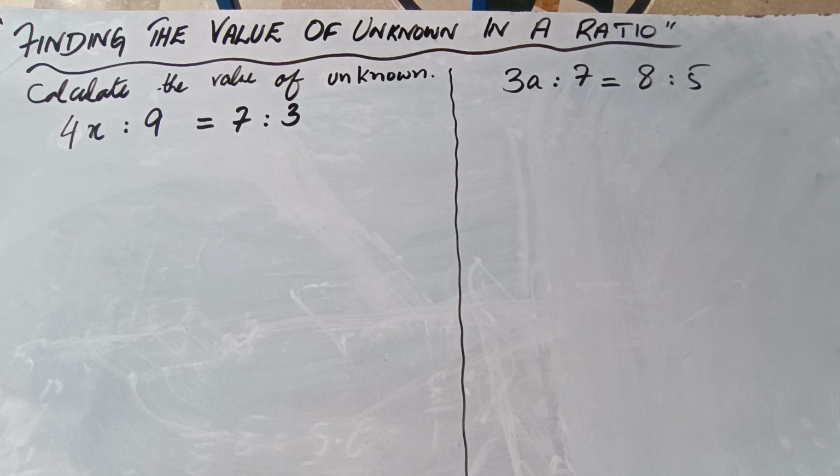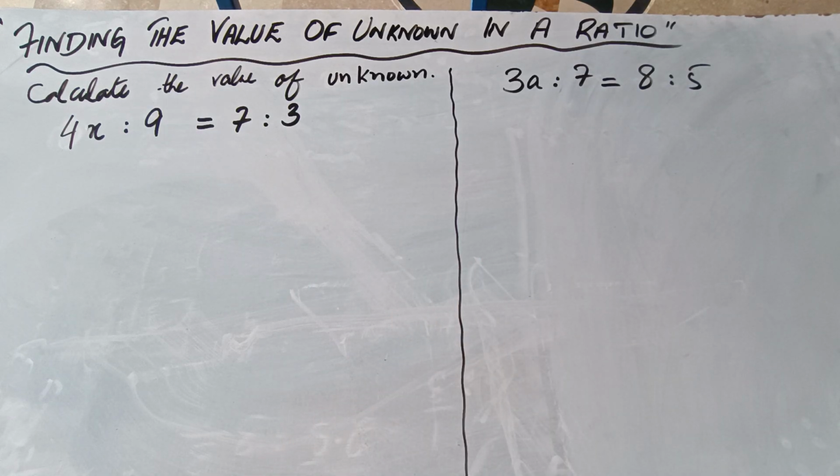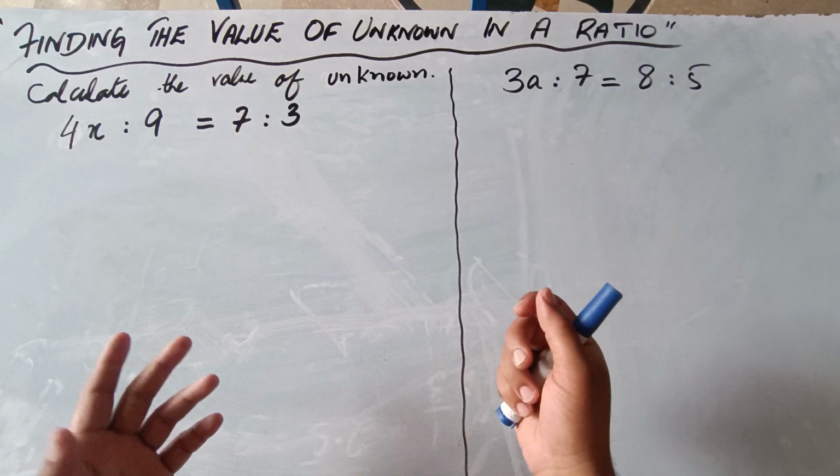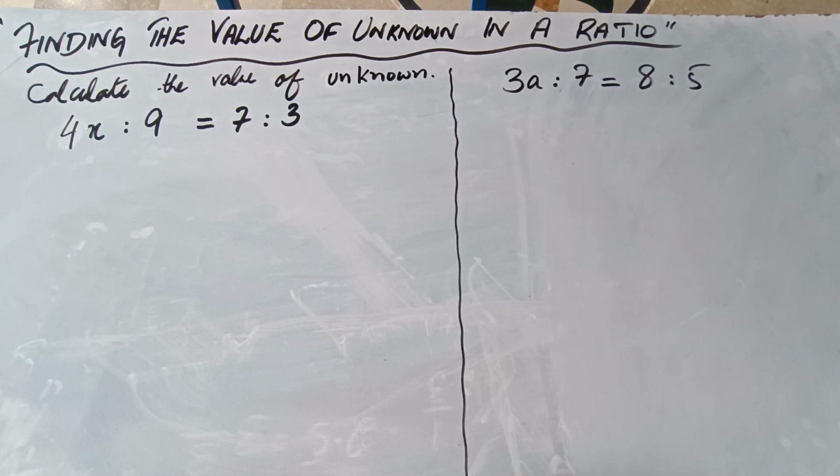Welcome to MacMo Academy. In this video, we will learn how to find the value of an unknown in a ratio. These types of questions are given to us like 4x ratio 9 is equal to 7 ratio 3. So how do we simplify them?